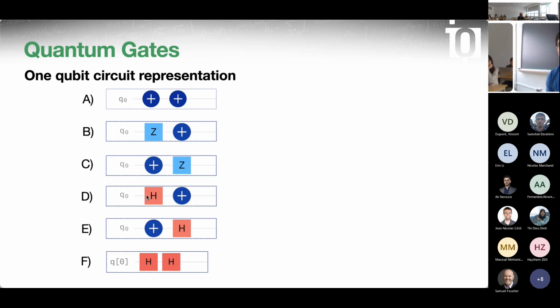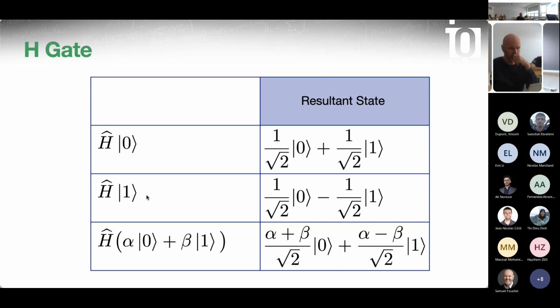Okay, I have 1 vote for superposition. Any other candidates? Probably people in the chat can answer. There's a minus. This one? Yes. But you have to apply it twice, right? Okay.